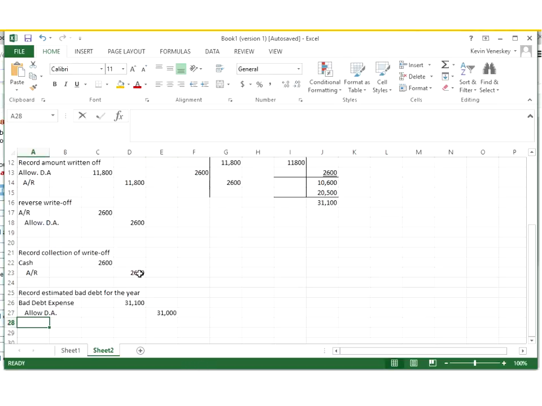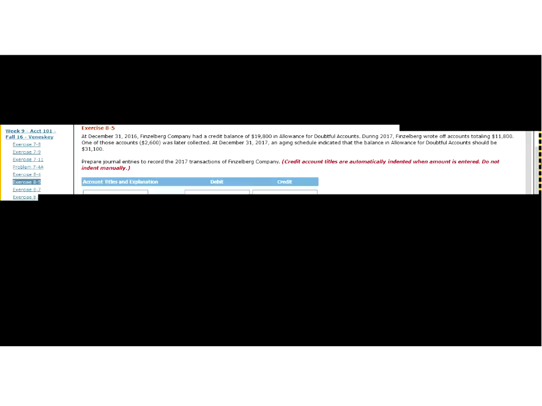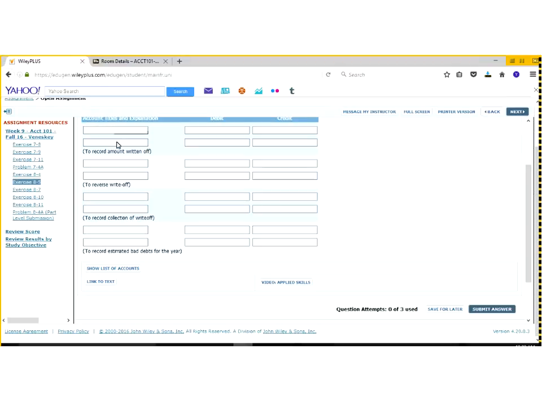And that's how you would do this journal entry. I'm going to briefly pull up at this point to show how the actual exercise is laid out. And here we go. All I've done is these 4 journal entries just as they show here.